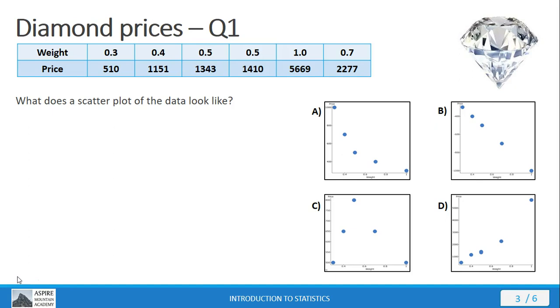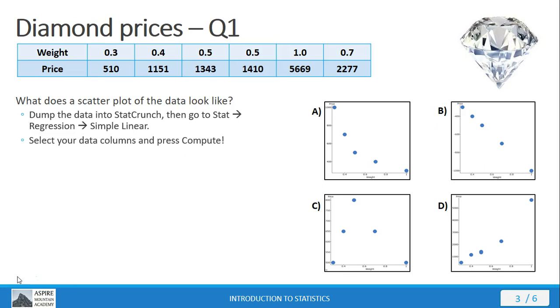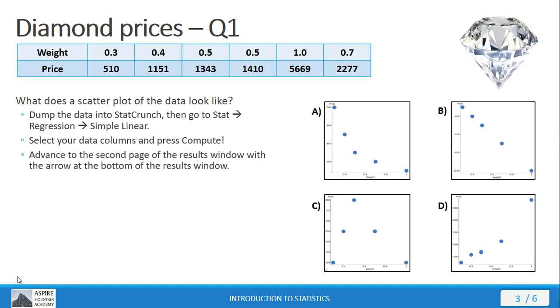Okay, so inside StatCrunch, you're going to go to Stat, Regression, Simple Linear, once you have your data firmly placed in there. And then, just tell StatCrunch where the data is located, press Compute, and you're going to get a regression analysis window. But remember, there's 2 pages to it, because the second page is the scatter plot. So you want that second page, so go to the bottom and click on that arrow pointing to the right, and you're going to find that the answer is D. So this is a scatter plot of our data.